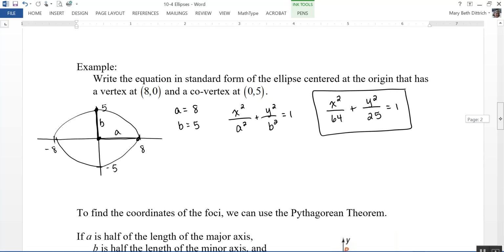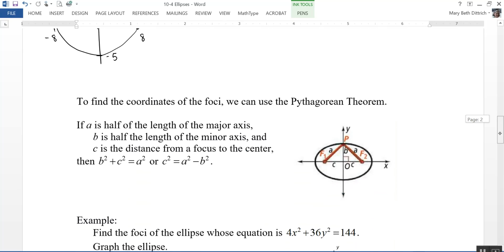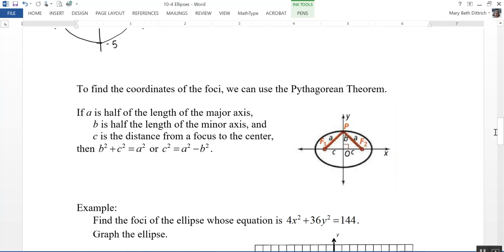So to find the coordinates of the foci, we can use the Pythagorean theorem. Here's a sketch from your textbook. a is half of the length of the major axis, b is half of the length of the minor axis, and then c is the distance from the center to a focus. Then we have basically a right triangle here where b squared plus c squared is equal to a squared, or rewriting it, I like this one better, c squared is equal to a squared minus b squared.